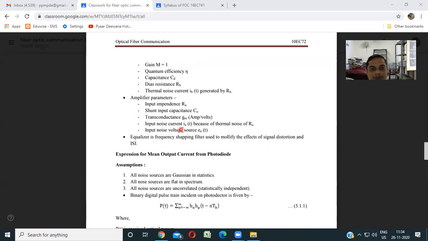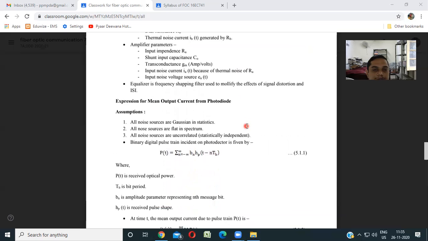Then input noise current, because of this RA, the amplifier resistance, input noise current IA of T, because of thermal noise of the RA. Because of thermal noise, we are generating a current, and that current is IA of T. This is called the input noise current. Here also you can see the thermal noise current. This is also the thermal. IA, IB. So these IB and IA are the currents called the input noise currents because of the thermal noise of RB and RA respectively.